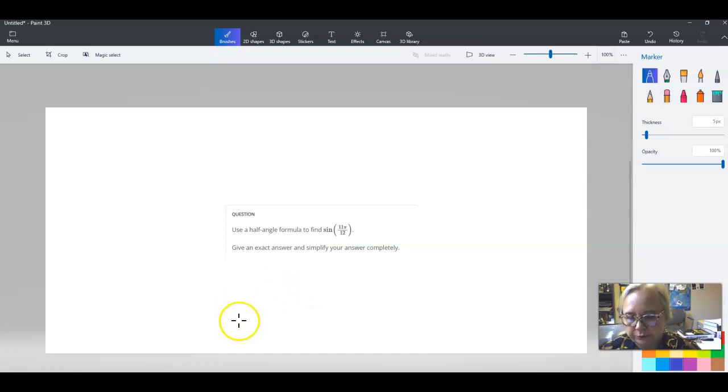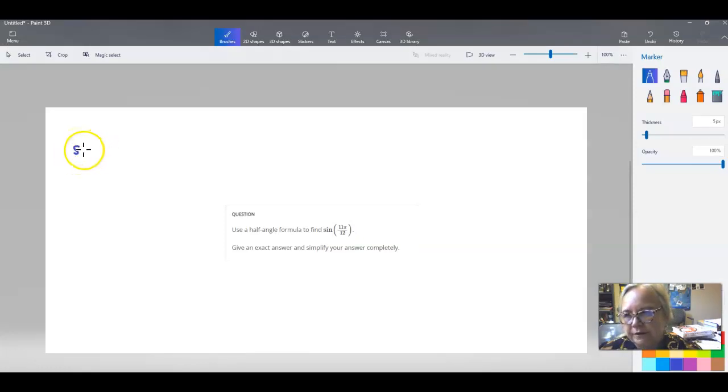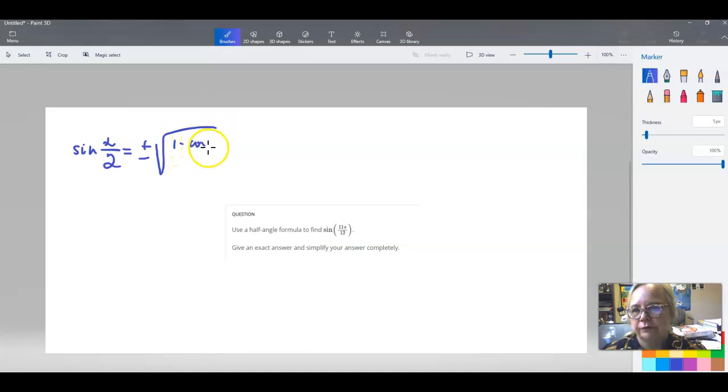First of all, we need to recall the half angle formula. We have for the half angle, sine alpha over 2. If you ever forget, this formula is basically the solution of the double angle formulas for cosine. Plus or minus the square root of (1 minus cosine alpha) over 2.